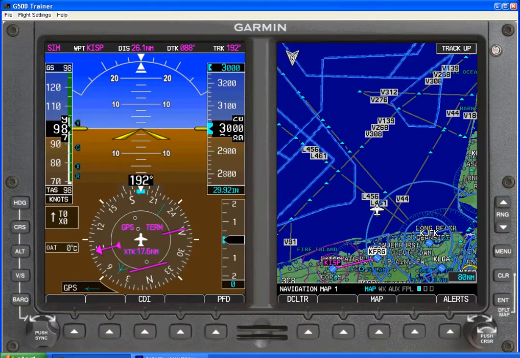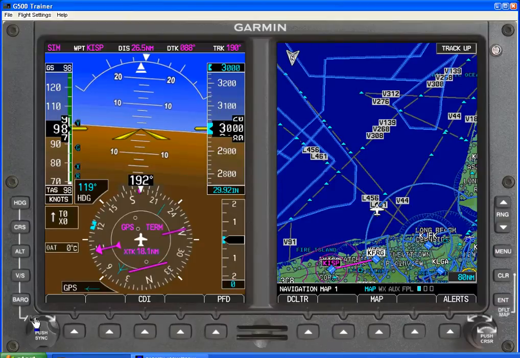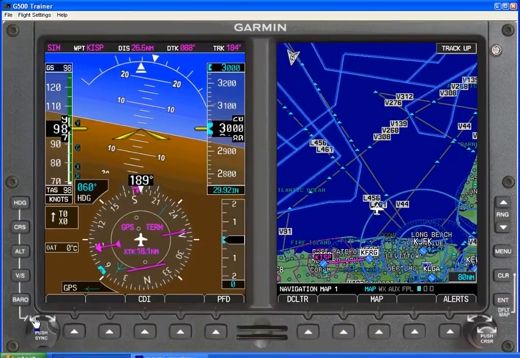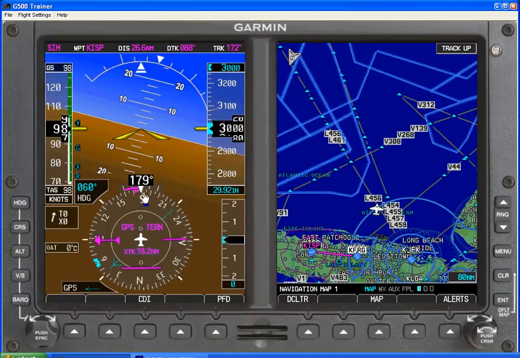Now let's look at turns in the PFD and how they'll be presented. I'm going to use the autopilot for this particular simulation. Select heading. I'm going to make a left-hand turn simply by rotating the cursor for the bug knob here. I'm going to bring it around.